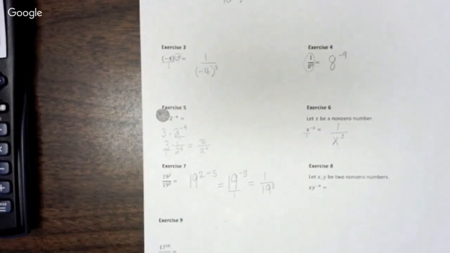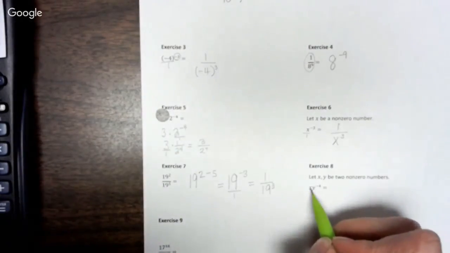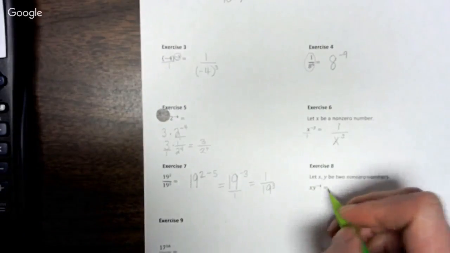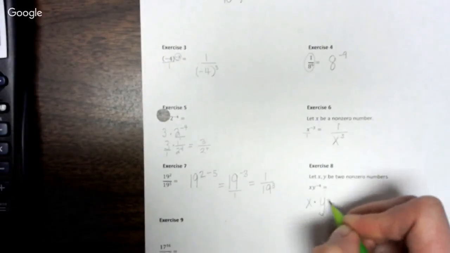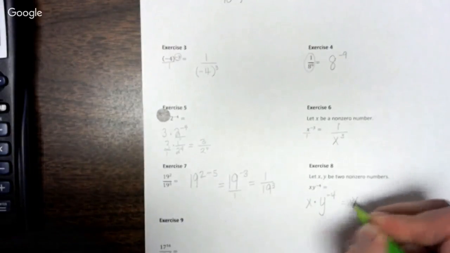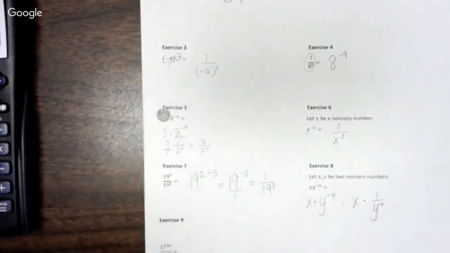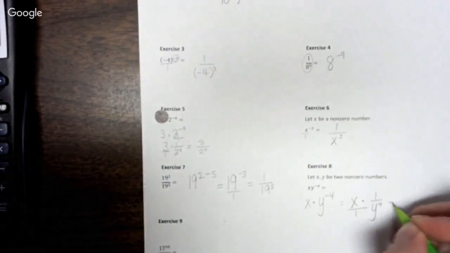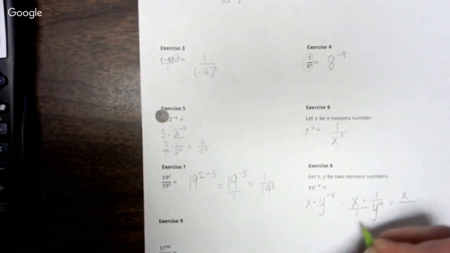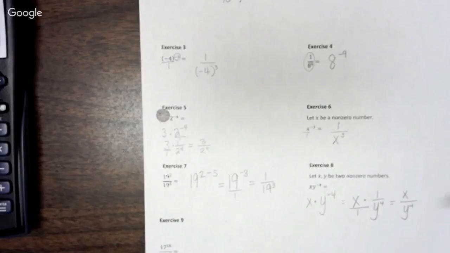All right, exercise 8. Notice the negative 4 is only on the y, not on the x. So this is really like saying x times y to the negative 4th. So the x is just going to stay, but we're going to take the reciprocal of y to the negative 4th, make it 1 over y to the 4th. Now this is over 1, so we have x over y to the 4th. That is our final answer. Exponents are positive, so this would be our answer.